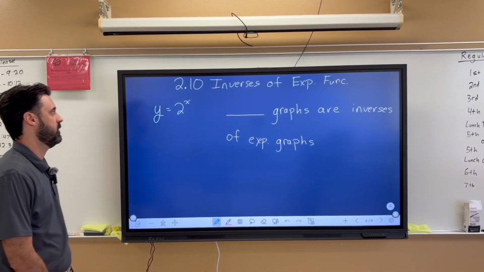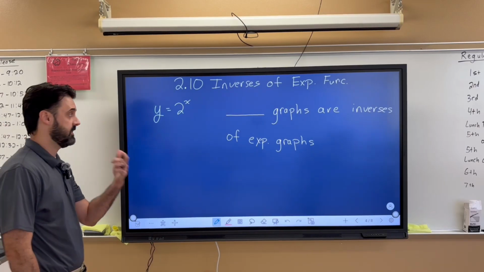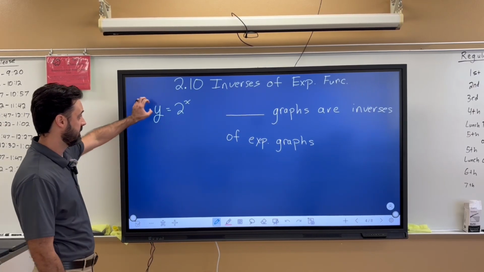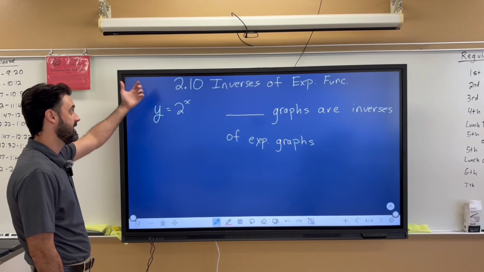All right, everybody, section 2.10, inverses of exponential functions. We're going to explore at the beginning of this video what happens when we take an exponential function, so something in a times b to the x form, and we find its inverse.